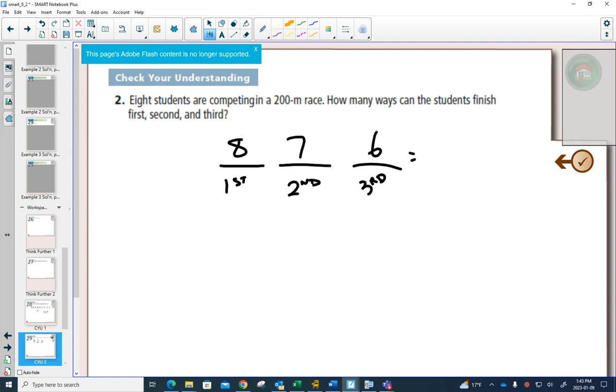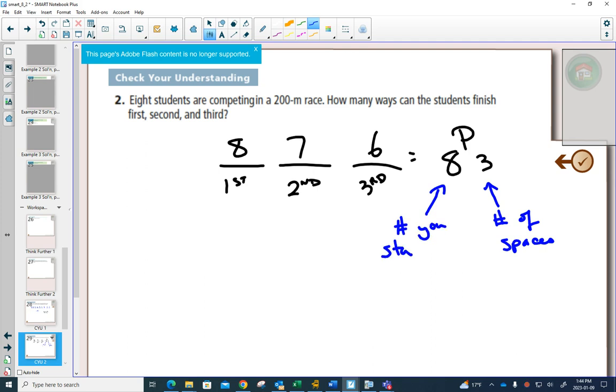So then your number of choices for second is only 7, and then third, 6: 8 times 7 times 6. This would be the same as 8P3. One of the things with this formula that I find helpful is that this number is your decisions number, that's your number of spaces, and this number is the number you start with. So if I had 3 spaces starting with an 8, it's 8, 7, 6.